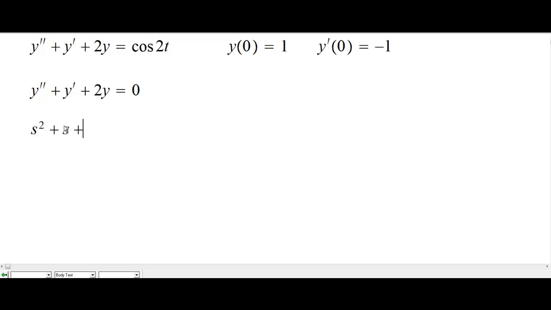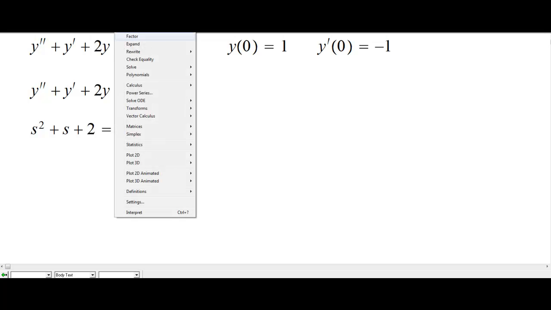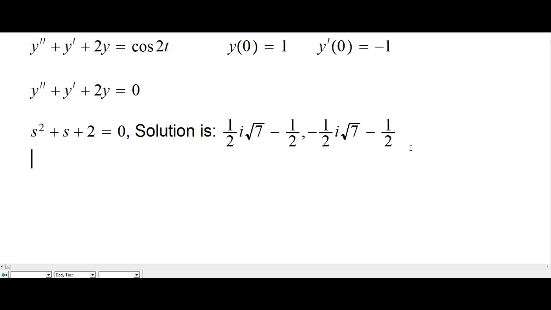So I can go ahead and form an equation like this, right? And its solutions will be -1/2, plus minus the square root of 7/2 i, right? And I'll email you a copy of this, so you don't have to write it.